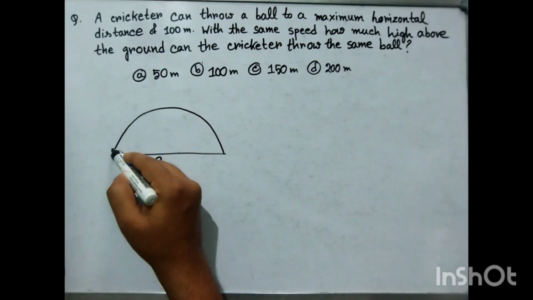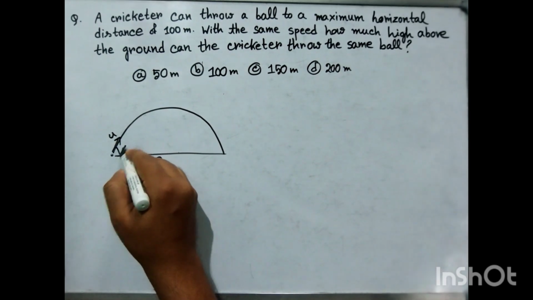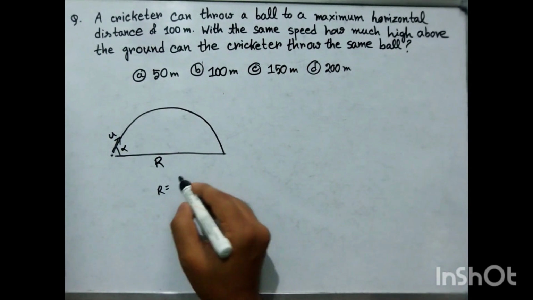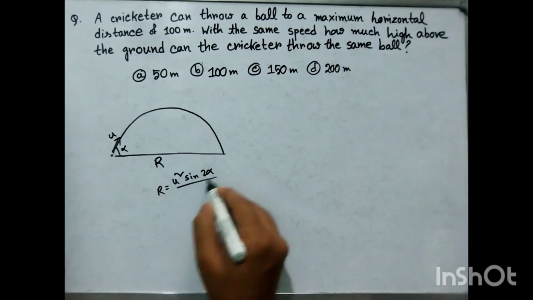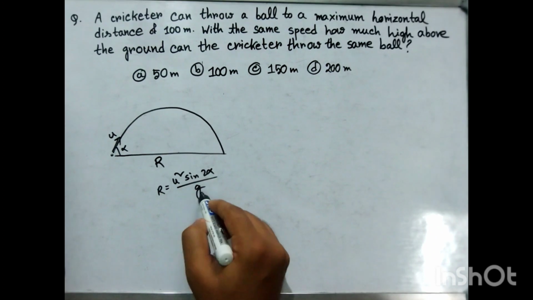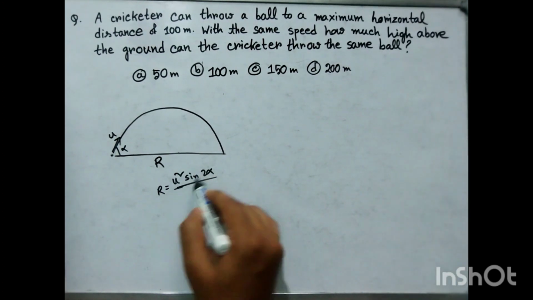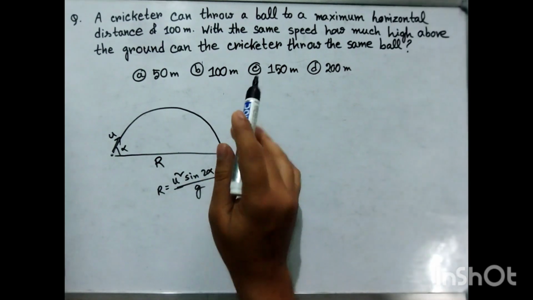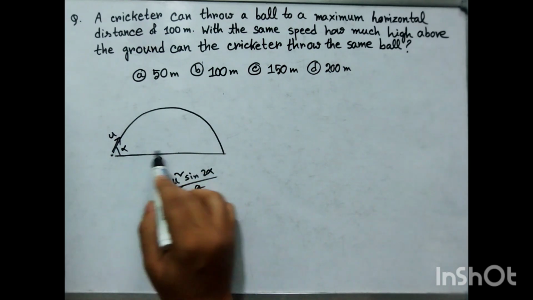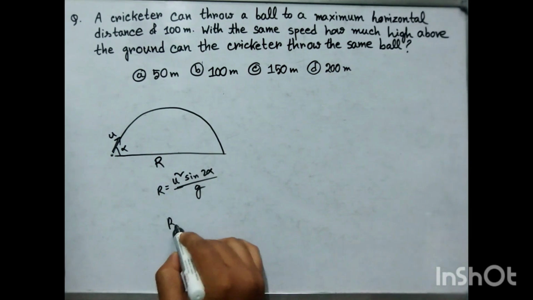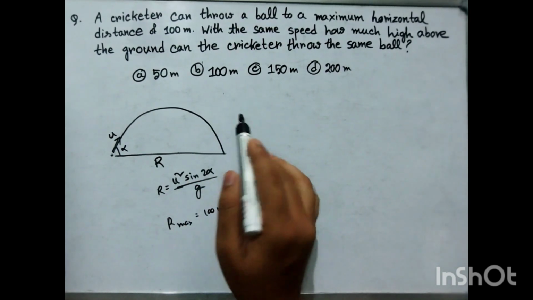We know the horizontal range R depends on the formula R is u square sine 2 alpha by g. Now, g is constant, that is gravitational acceleration, and it depends on u and alpha. Now u is constant. Suppose the same speed, it is saying that he can throw a maximum of 100 meter, that is R max. R max is 100 meter, that is given in your question.